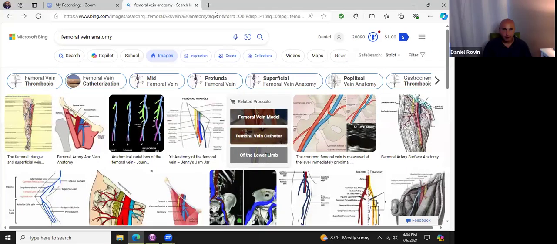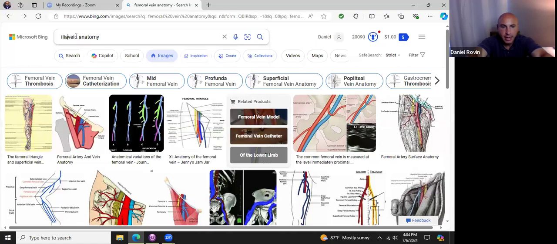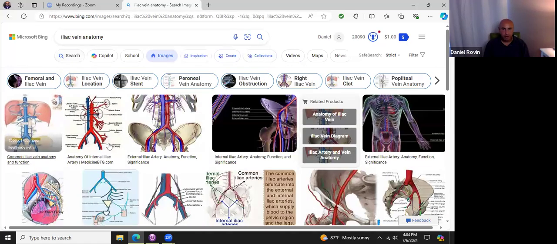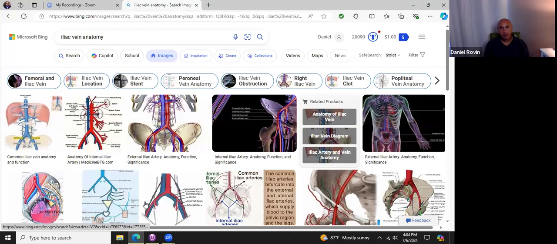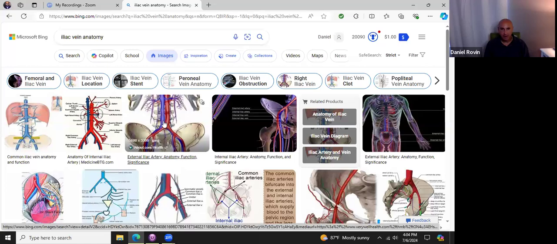And once we are at the iliac veins, it'll show us the way the external and the internal become the common iliac vein, and eventually all that blood goes into the inferior vena cava.